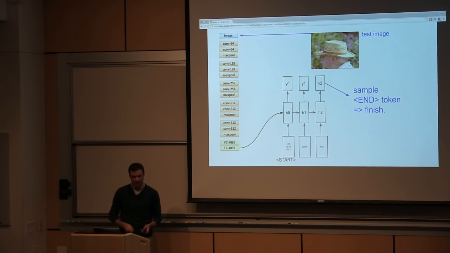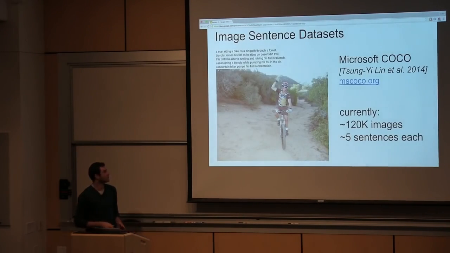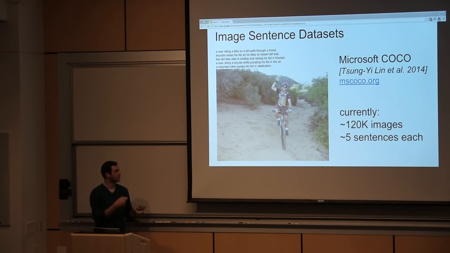Okay. So when you train this in practice, we train this on image sentence datasets. One of the more common ones is called Microsoft Coco. Just to give you an idea of what it looks like, it's roughly 100,000 images and 5 sentence descriptions for each image. These were obtained using Amazon Mechanical Turk. You just ask people, please give us a sentence description for an image, and you record all of it, and then that's your dataset.